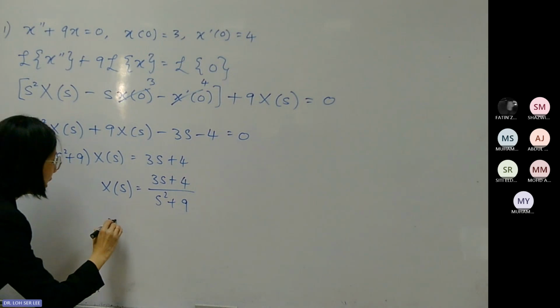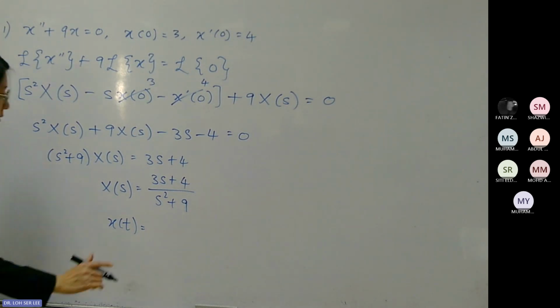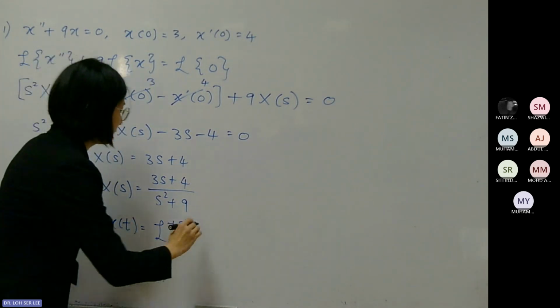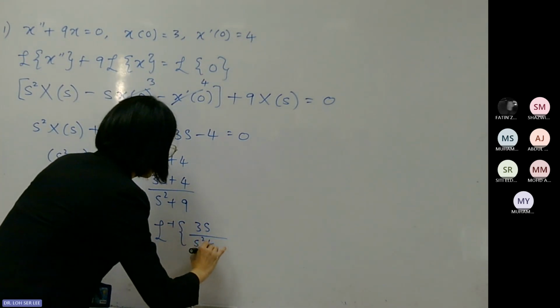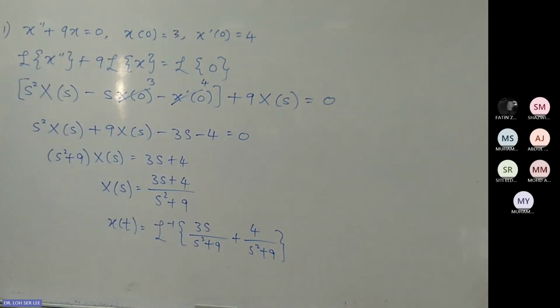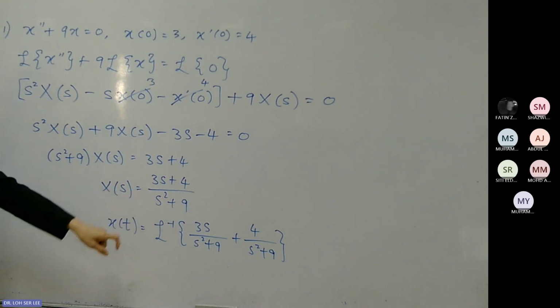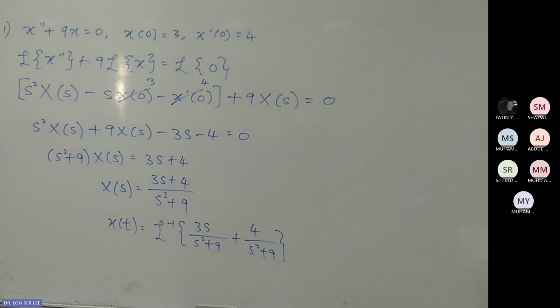Then your answer should be x(t). So now you have to use the inverse Laplace to find the answer. Okay, inverse Laplace. So from X(s) to x(t), you need to apply whatever you have learned for the inverse Laplace, either the first translation or convolution theorem or just direct inverse Laplace according to the table.